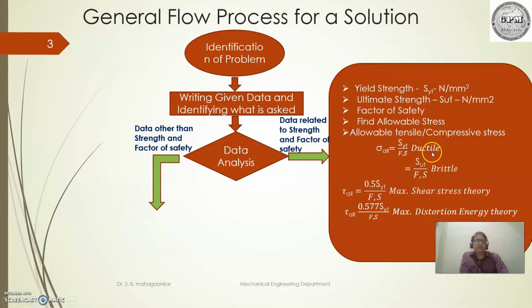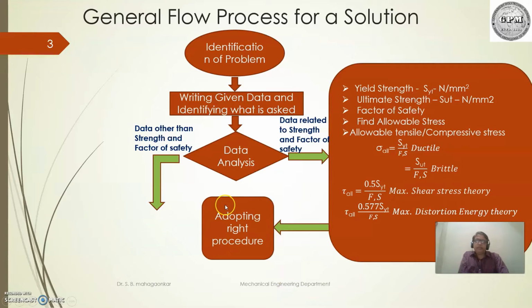For tensile, for ductile material, it is SYT upon factor of safety, based on the normal stress theory. For brittle materials, it is SUT upon factor of safety, the ultimate strength. Allowable shear stress is 0.5 SYT upon factor of safety for the maximum shear stress theory. And if told to design with the maximum shear distortion energy theory, then we use this equation. So adopt the right procedure.